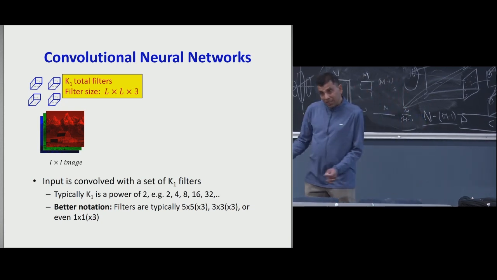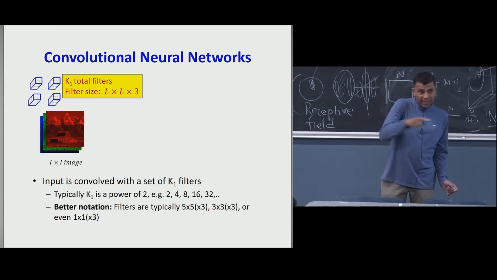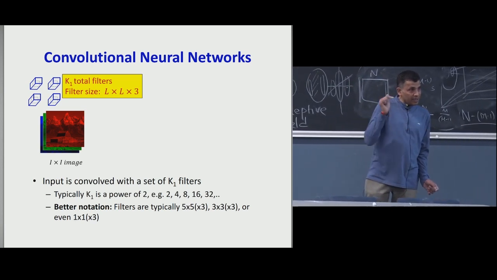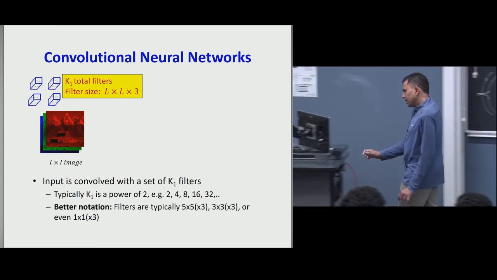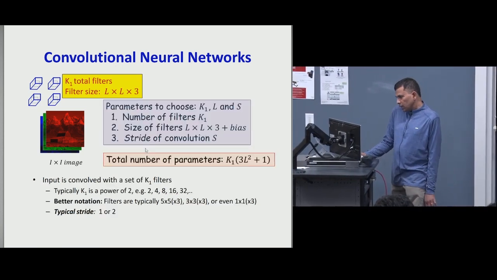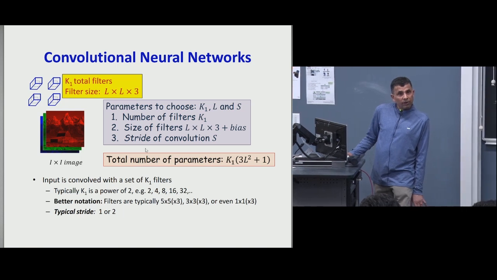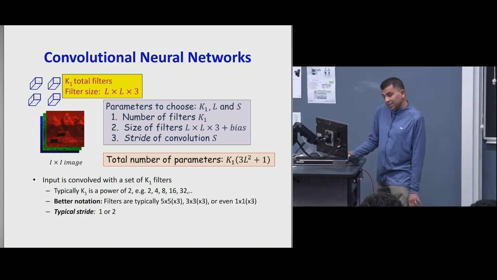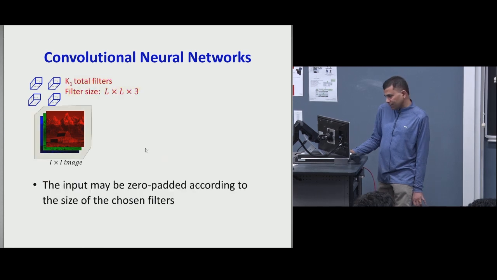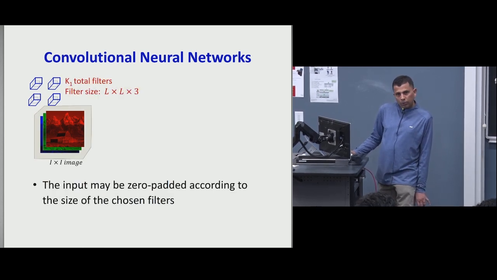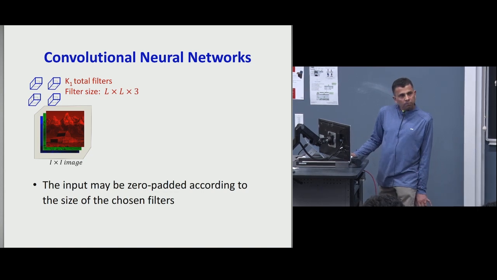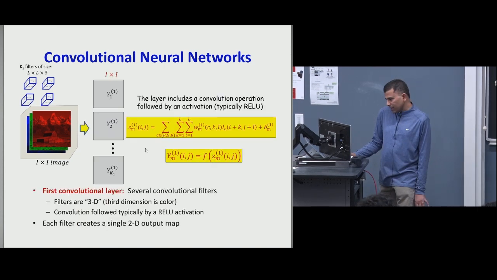But I put the cross 3 in parentheses because you're only scanning across the X and Y. You're not scanning across colors, right? So the parameters to choose would be the number of filters, the size of the filters, and the stride itself. Now, you may or may not choose to zero pad, depending on whether you're willing to accept a reduction in the size of the image.